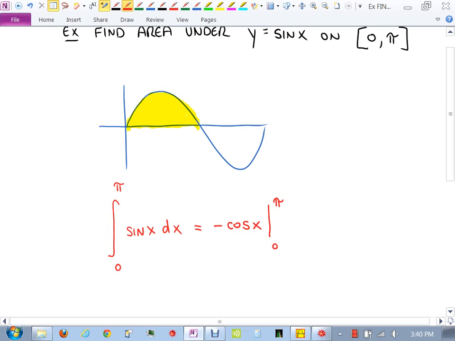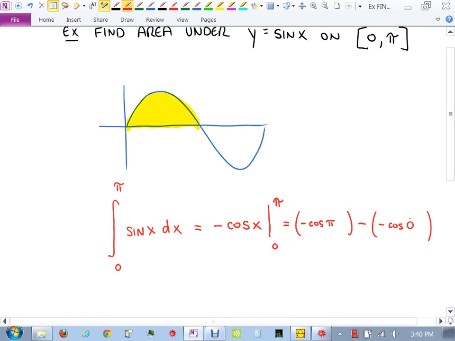I'm going to take negative cosine x. I'm going to plug in pi. Then I'm going to plug in 0. So then you put equals. I always love to put 2 sets of parentheses. First one is what I get when I plug in pi. So negative cosine pi. The other one is what I get when I plug in 0. Negative cosine 0. Notice my negatives there, right?